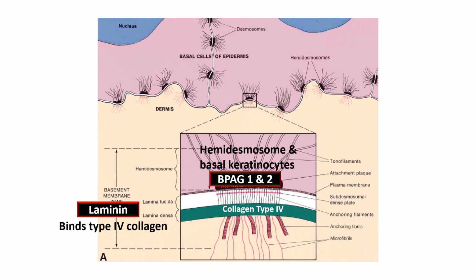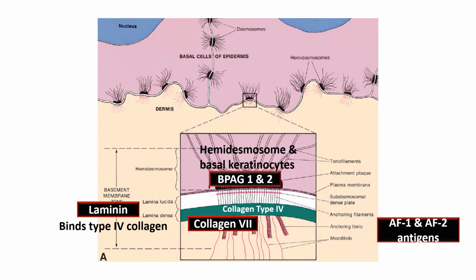The type 7 collagen is present on the deep aspect of the basal lamina in the anchoring fibrils, while the anchoring filament 1 and anchoring filament 2, or anchoring fibril 1 and anchoring fibril 2, antigenic sites are present in the anchoring fibrils and lower part of the lamina densa.